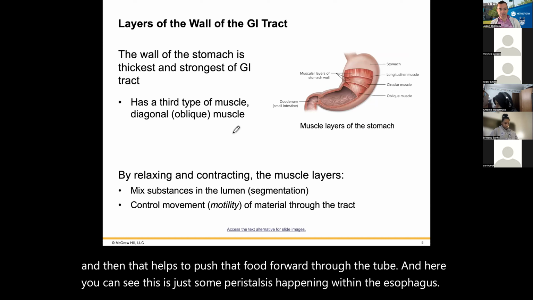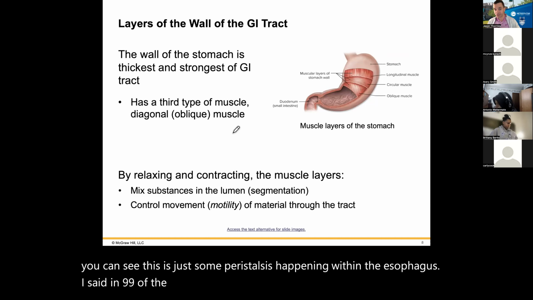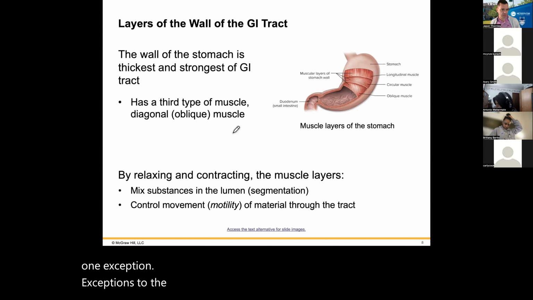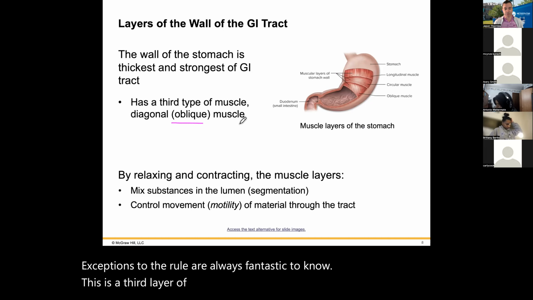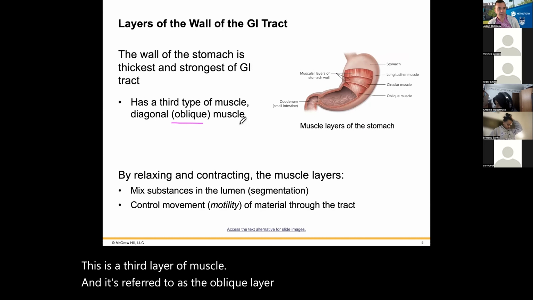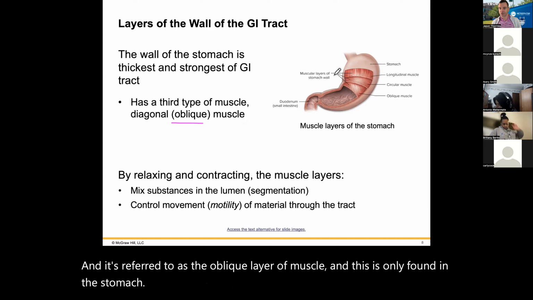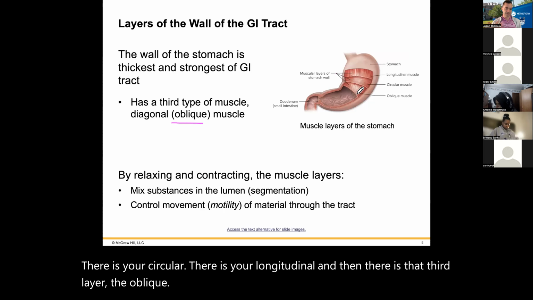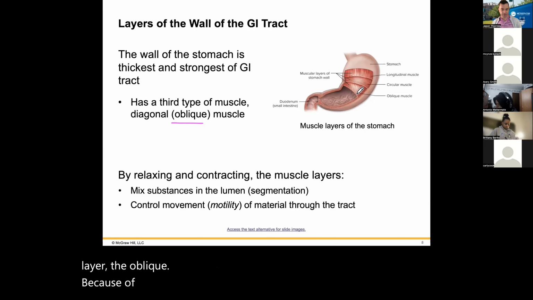I said in 99% of the digestive tract, we only have 2 layers of muscle. The one exception, exceptions to the rule are always fantastic to know. This is a third layer of muscle, and it's referred to as the oblique layer of muscle. And this is only found in the stomach. There is your circular, there is your longitudinal, and then there is that third layer, the oblique.